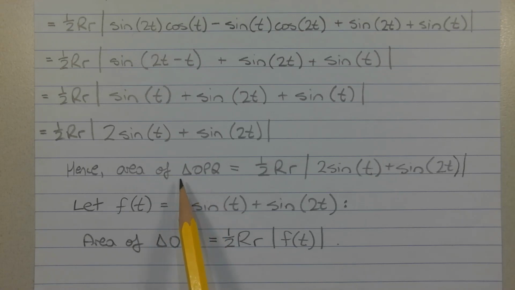Hence, the area of triangle OPQ is equal to half times capital R times the magnitude of 2 sine t plus sine 2t. So I'm going to let f of t equal the expression inside the absolute value brackets. So I'm going to let f of t equal 2 sine t plus sine 2t. So the area of triangle OPQ is equal to half times capital R times the magnitude or the absolute value of f of t.